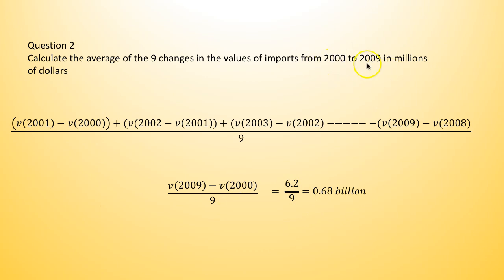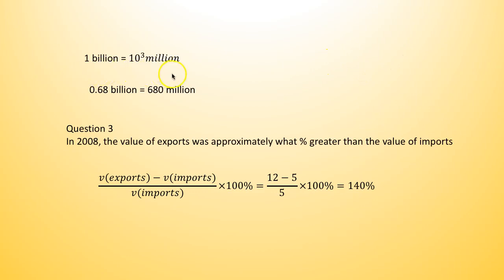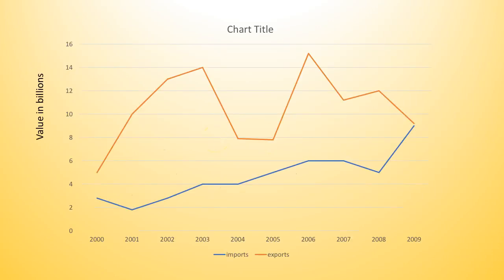Now we need to calculate it in millions. 1 billion is 10 raised to 3 millions. So 0.68 billion would be 680 millions. In 2008, the value of exports was approximately what % greater than the value of imports? In 2008, coming back to the graph, the value of exports is 12 and the value of imports is 5.